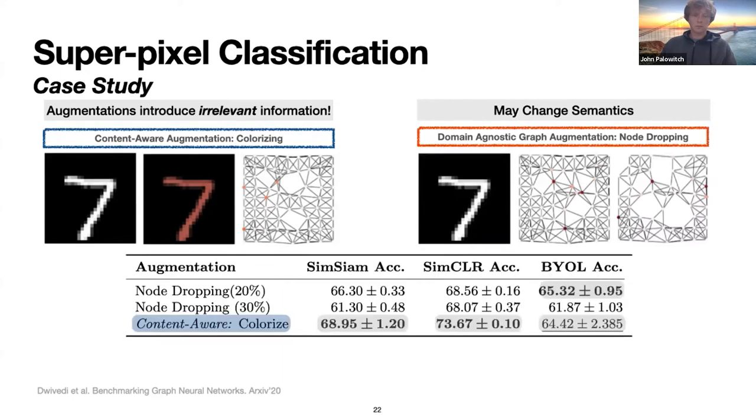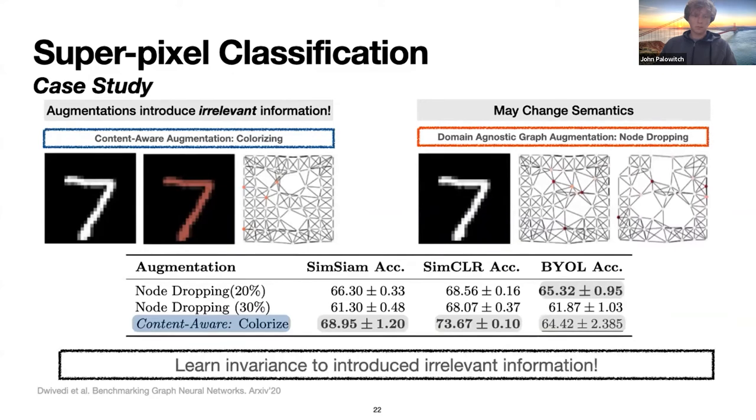We find that our coloring content-aware augmentation is indeed effective at improving performance. This suggests that learning invariants to introduce irrelevant information may be a valuable strategy for designing content-aware augmentations and inducing useful invariances.